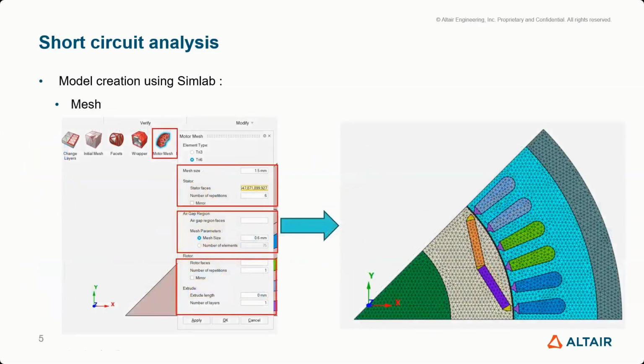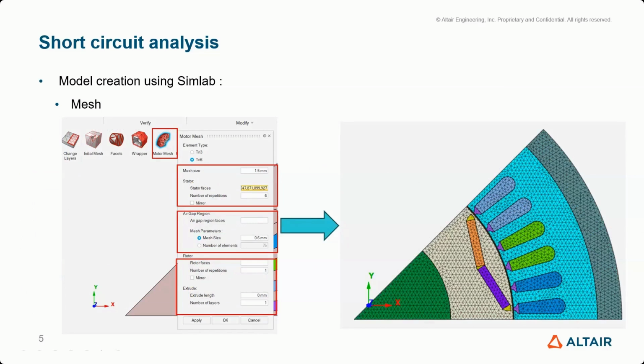The second step is the mesh of the device. As you know, currently with SimLab, there are different possibilities to do the mesh of your motor. But the most adequate in the case of electrical motors is to use motor mesh. As you can see here from this picture, there are three parts. For each part, there is a specific part of the motor that you will mesh.